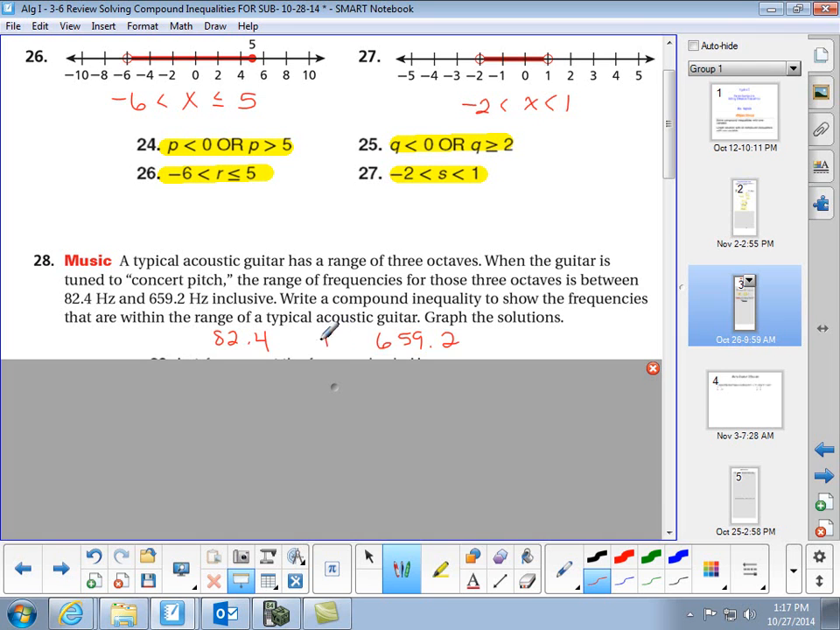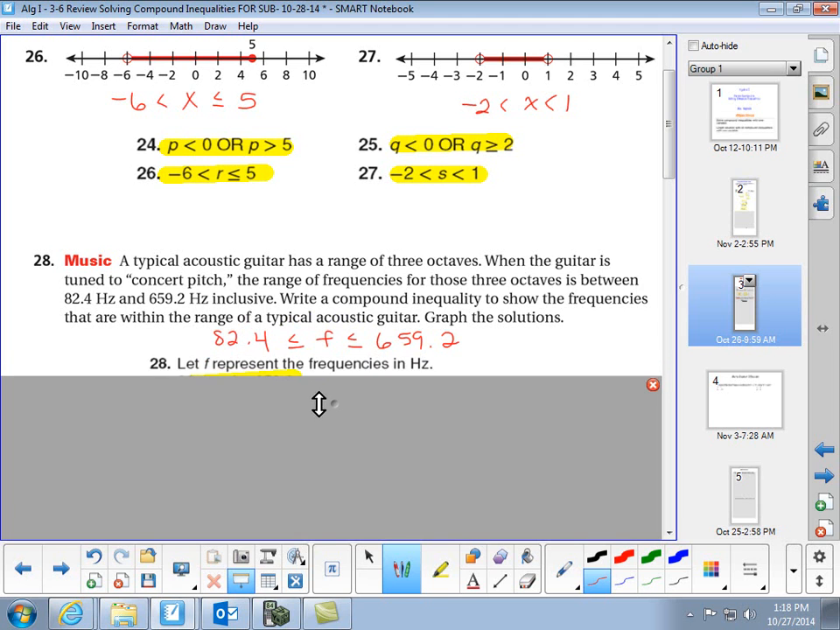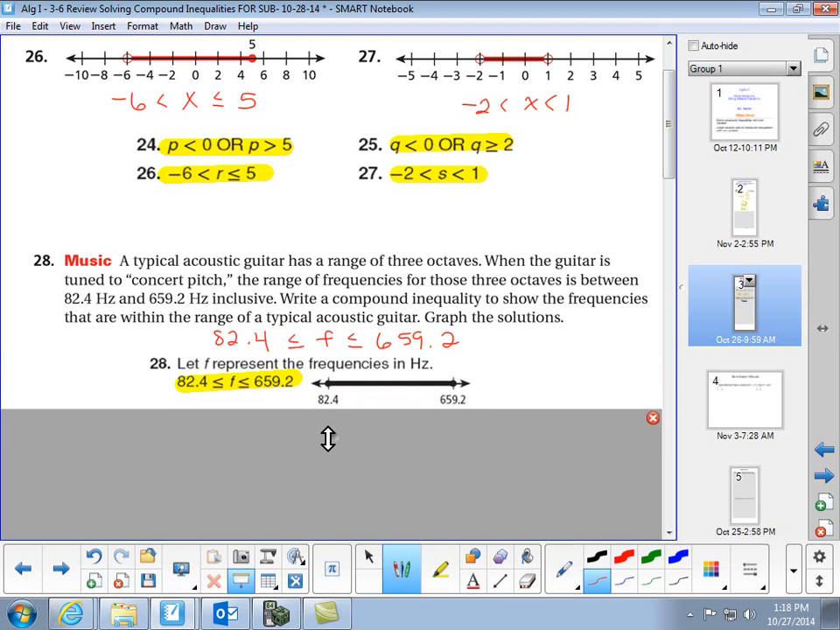We can use whatever letter we want. So I think my book used F for frequency. And it has to be less than or equal to that or greater than or equal to that. Because remember, 82.4 is less than or equal to F. F is really greater than or equal to 82.4. Solid circle at 82.4, solid circle at 659.2, and connect them.